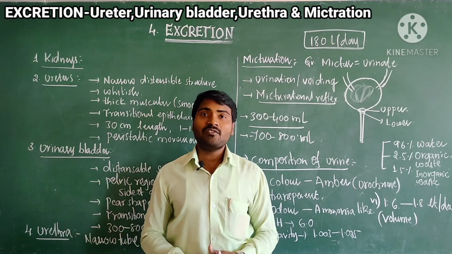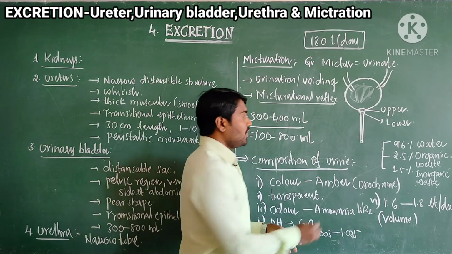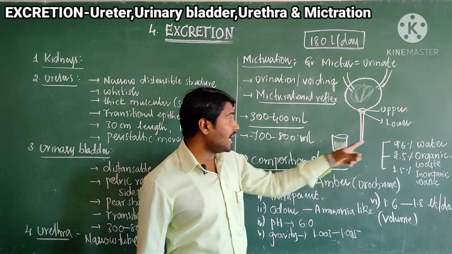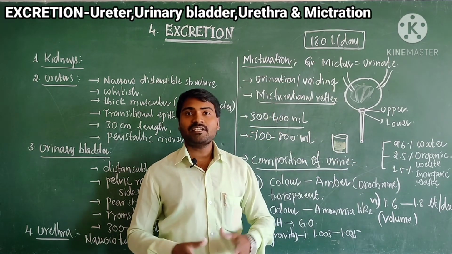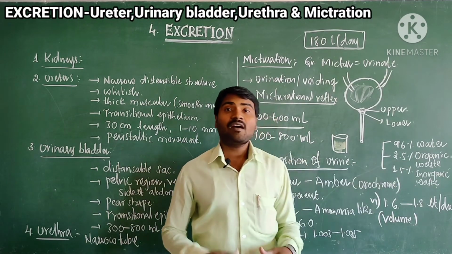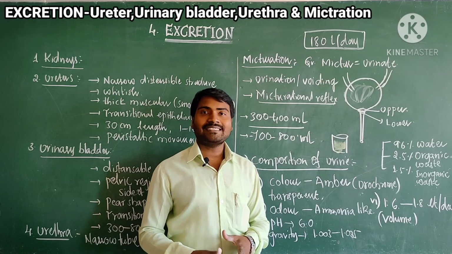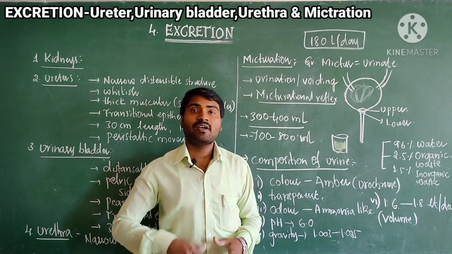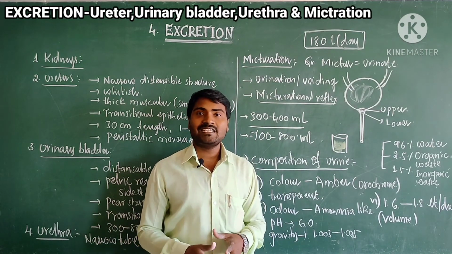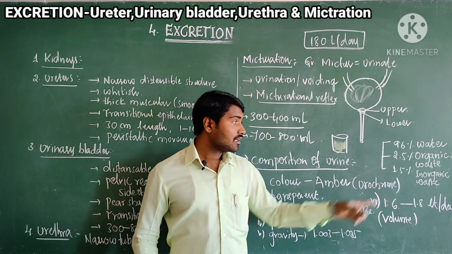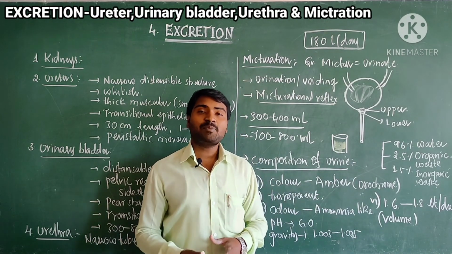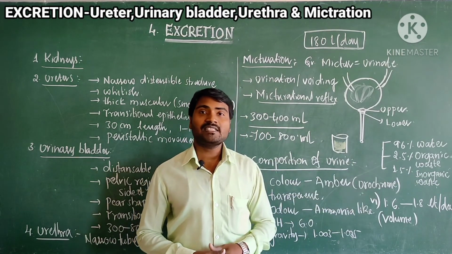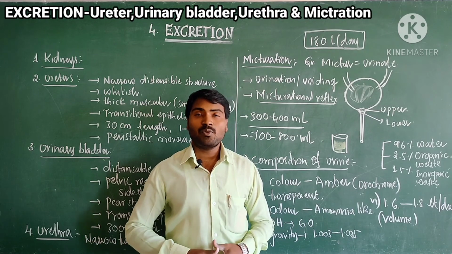If we see the composition of urine, what is present in the urine? If we take a urine sample, what does it contain? It contains 96% water, 2.5% organic waste like urea, uric acid, creatinine, and ammonia, and 1.5% inorganic waste like sodium, potassium, and bicarbonates. These salts constitute the inorganic waste. So 96% water, 2.5% organic waste, and 1.5% inorganic waste. This is the composition of the urine.